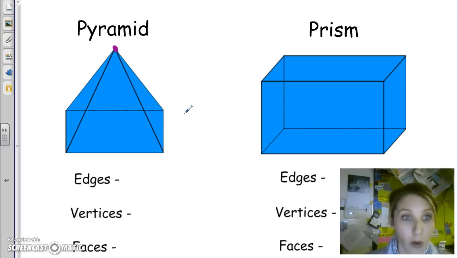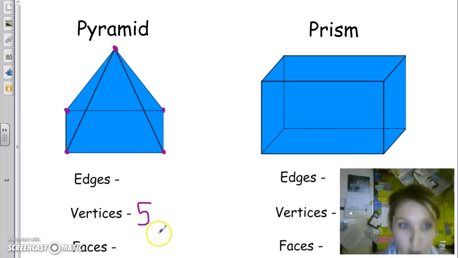Can you see any other points? If you're looking at these over here, you're right. These are also vertices. Vertices is more than one vertex. Vertex is just one. Vertices means more than one. So anytime it comes to a point or to a corner, that is a vertex. So this pyramid has got 5 vertices. So I'm just going to write down the number 5 right next to the word vertices.